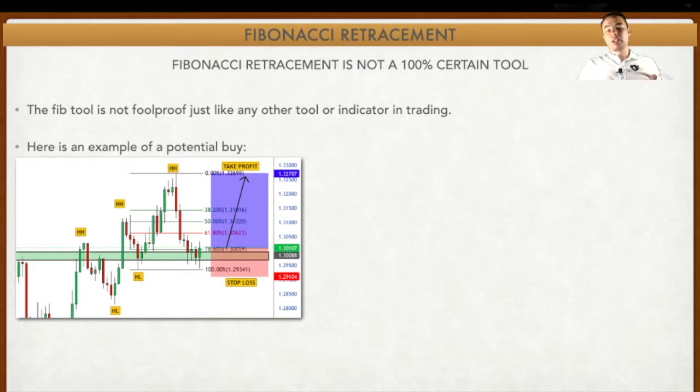So here is an example that it's not 100%. As you can see, higher highs, higher lows. Okay, looks like price is forming the next high low. You put your Fibonacci, 78.6%, making a tweezer bottom candlestick. Put your stop loss, put your take profit, you enter.